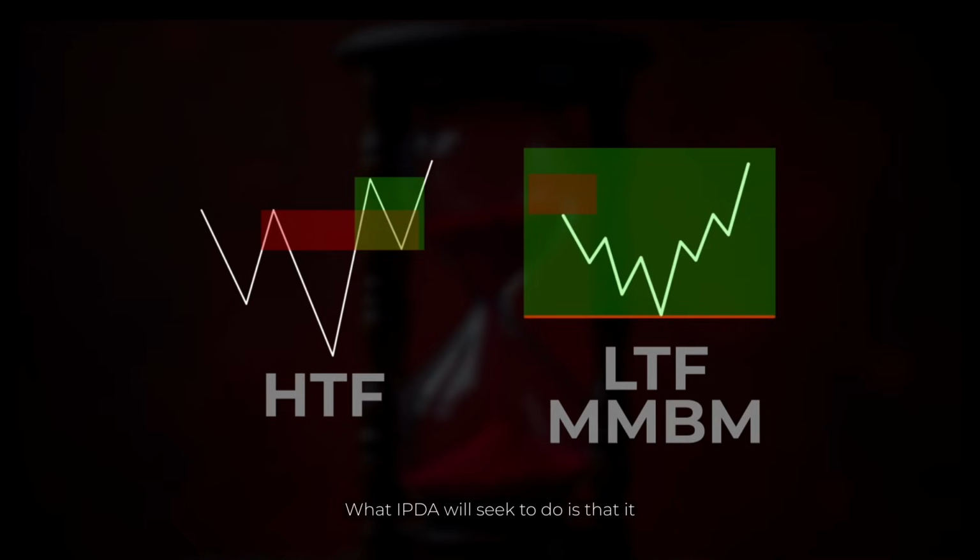What IPDA will seek to do is that it will seek to reprice back into the price range of this bullish breaker, so that smart money is being given the opportunity to buy and position themselves long inside of the price range. That is why on the lower time frames you will see the sell side of the curve, followed by the buy side of the curve. Where will the buy side of the curve originate from? The buy side of the curve will originate from the price range of that bullish breaker.